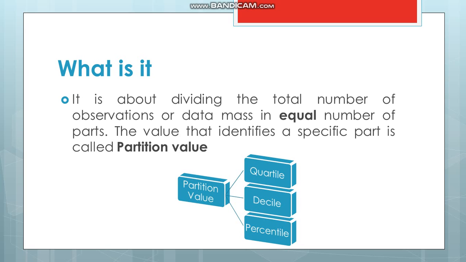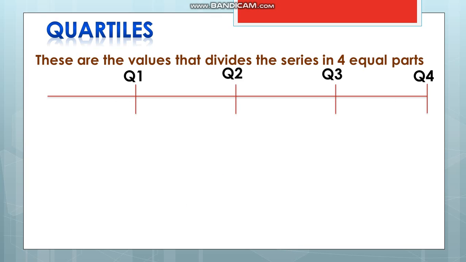If I have a data mass and I divide it into four equal parts, then the values that divide those parts are called quartiles. If I divide them into 10 equal parts, then the partition values are called deciles. If I divide them into 100 equal parts, then the partition values are called percentiles. One thing we have to remember here: all the divisions are of equal width. So we are dividing into 4 parts and the 4 parts are equal. 10 parts are equal in the case of decile. In the case of percentile, 100 equal parts.